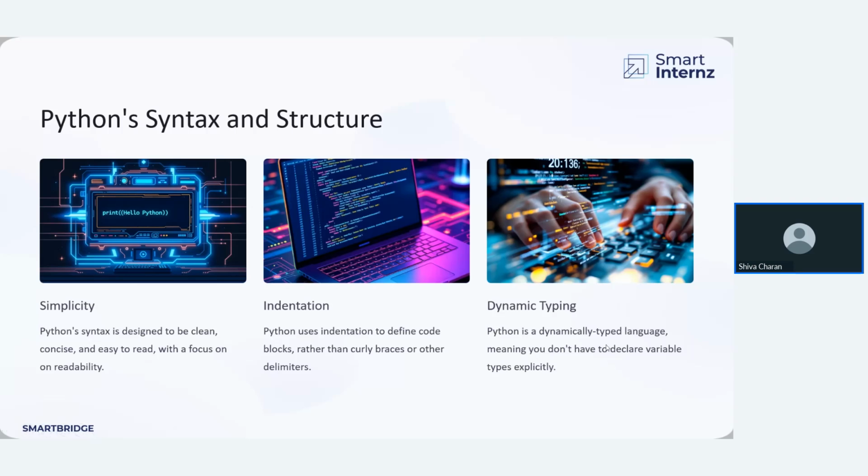And coming to dynamic typing. What is dynamic typing? In Java or any other language like Dart, we specifically mention what kind of data type it is when we are assigning a variable. When we are creating a variable, if it is an integer or string, we mention that. But Python is dynamically typed. No need to declare the variable's type explicitly. You just need to give a variable and assign a value to it. That's it. So this is about syntax and structure: simplicity, indentation, dynamic typing.